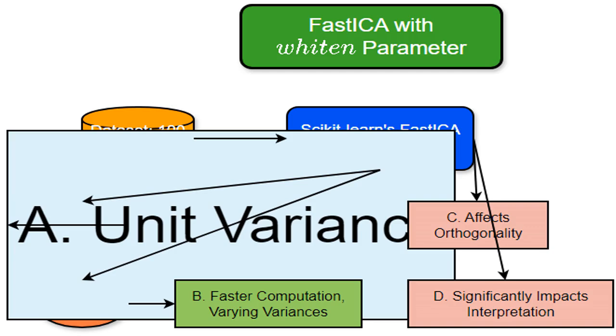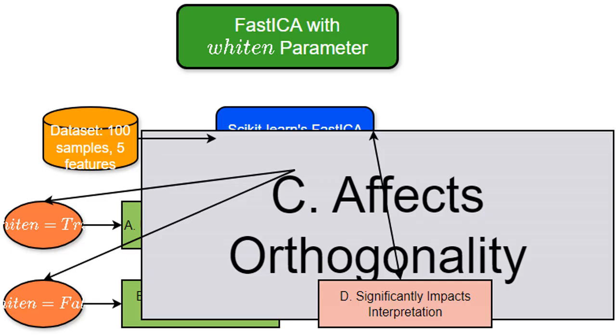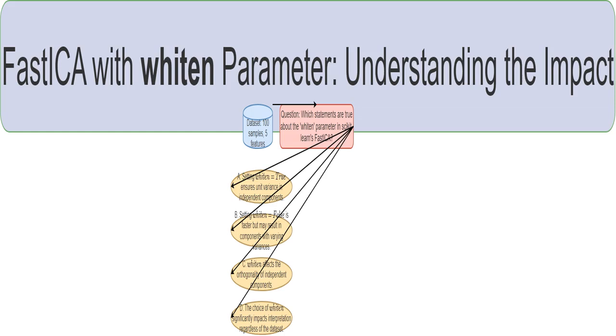With WHITEN set to TRUE, I can guarantee that my independent components will have unit variance. This is because of the data preprocessing step. If I skip it, the computation will generally be faster, but the resulting independent components will likely have different variances. The WHITEN parameter's main effect isn't on orthogonality, meaning whether the components are uncorrelated. While it may have a secondary, indirect effect, it isn't the primary goal. Whether WHITEN is TRUE or FALSE significantly changes the interpretation depends heavily on the specific dataset. It's not universally impactful.